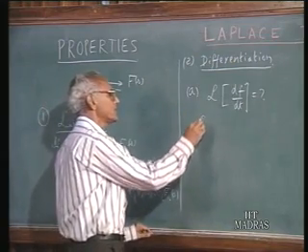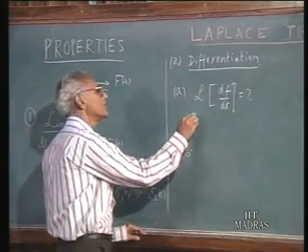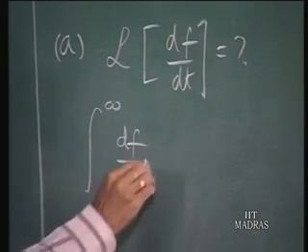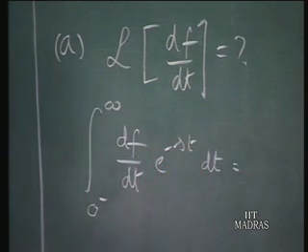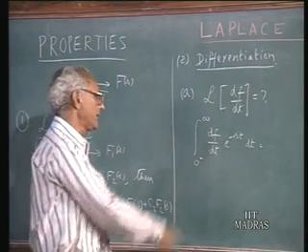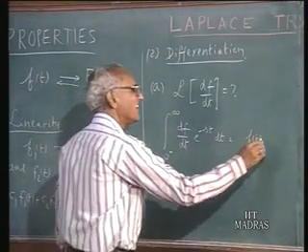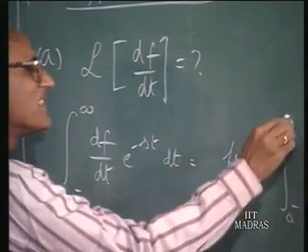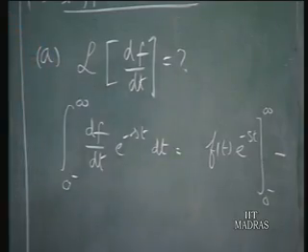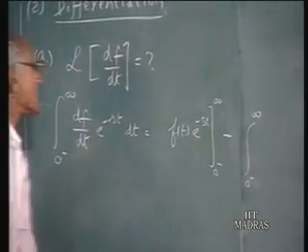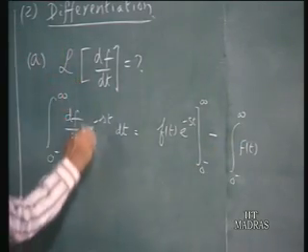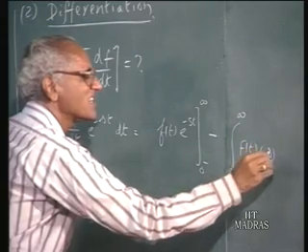Then we set up the defining integral, 0 minus to infinity of df by dt e to the power of minus st dt, which would be the Laplace transform of this derivative of this function of time. Now this can be integrated by parts. You take the integral of df by dt, which is f of t, e to the power of minus st, evaluated between the limits 0 minus to infinity, minus the integral from 0 to infinity of f of t, and take the derivative of e to the power of minus st with reference to time, so minus s e to the power of minus st dt.